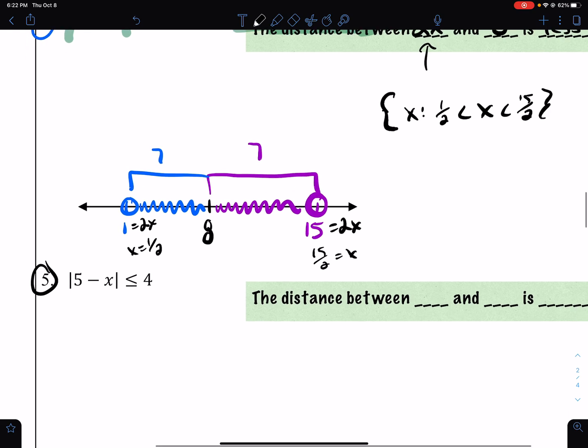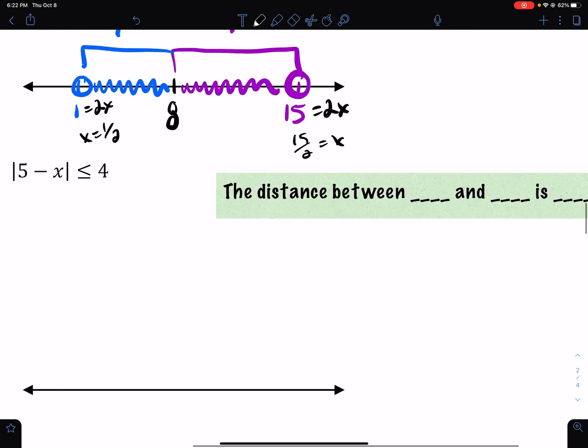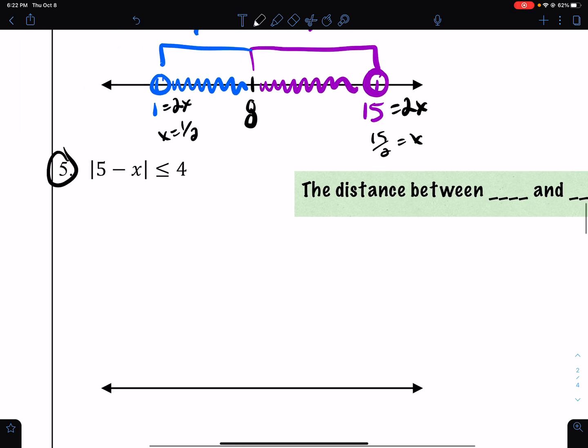Let's look at number 5 in that same way. We'll note here on this one that the order is backwards, right? But we still see this absolute value subtracted by a minus sign. So it's still the distance between, but now our order is different.